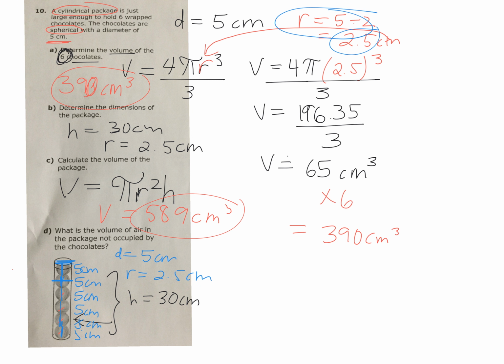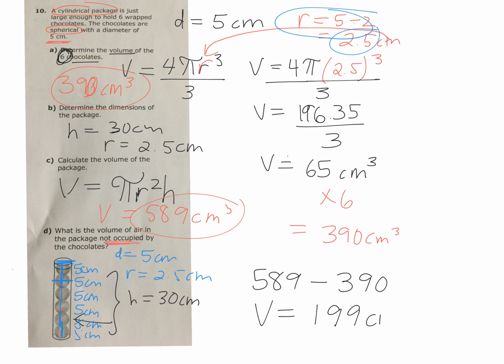So the package takes up 589 centimeters cubed of space, and the chocolate takes up only 390 centimeters cubed of space. Question D says, what is the volume of air that's not occupied by the chocolate? So how much space is in between? If you know the volume of the cylinder and you know the volume of the chocolates, how would I figure out how much air there is? You subtract. Good. So we're going to take 589, take away 390. What is the volume of air in the package? That means how much space is not being used.